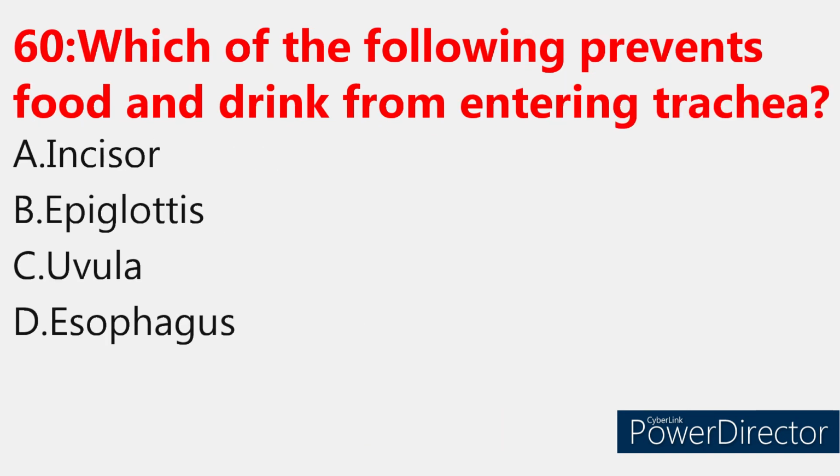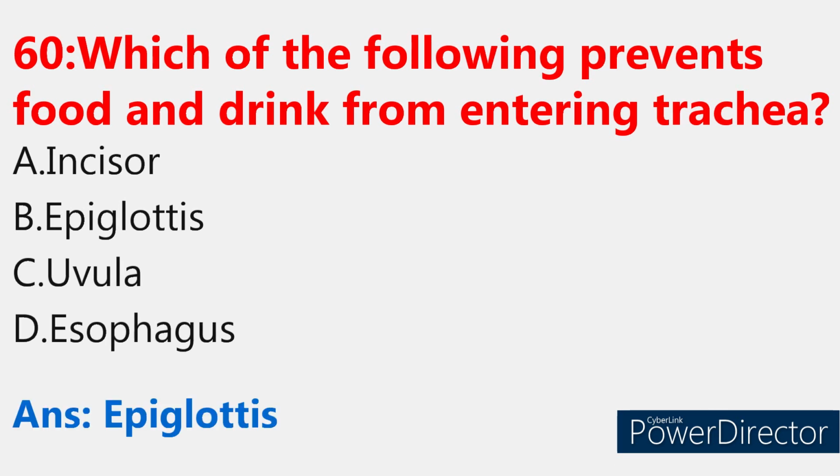Next question. Which of the following prevents food and drink from entering the trachea? Option A, incisor. Option B, epiglottis. Option C, uvula. Option D, esophagus. And the correct answer is option B, epiglottis.